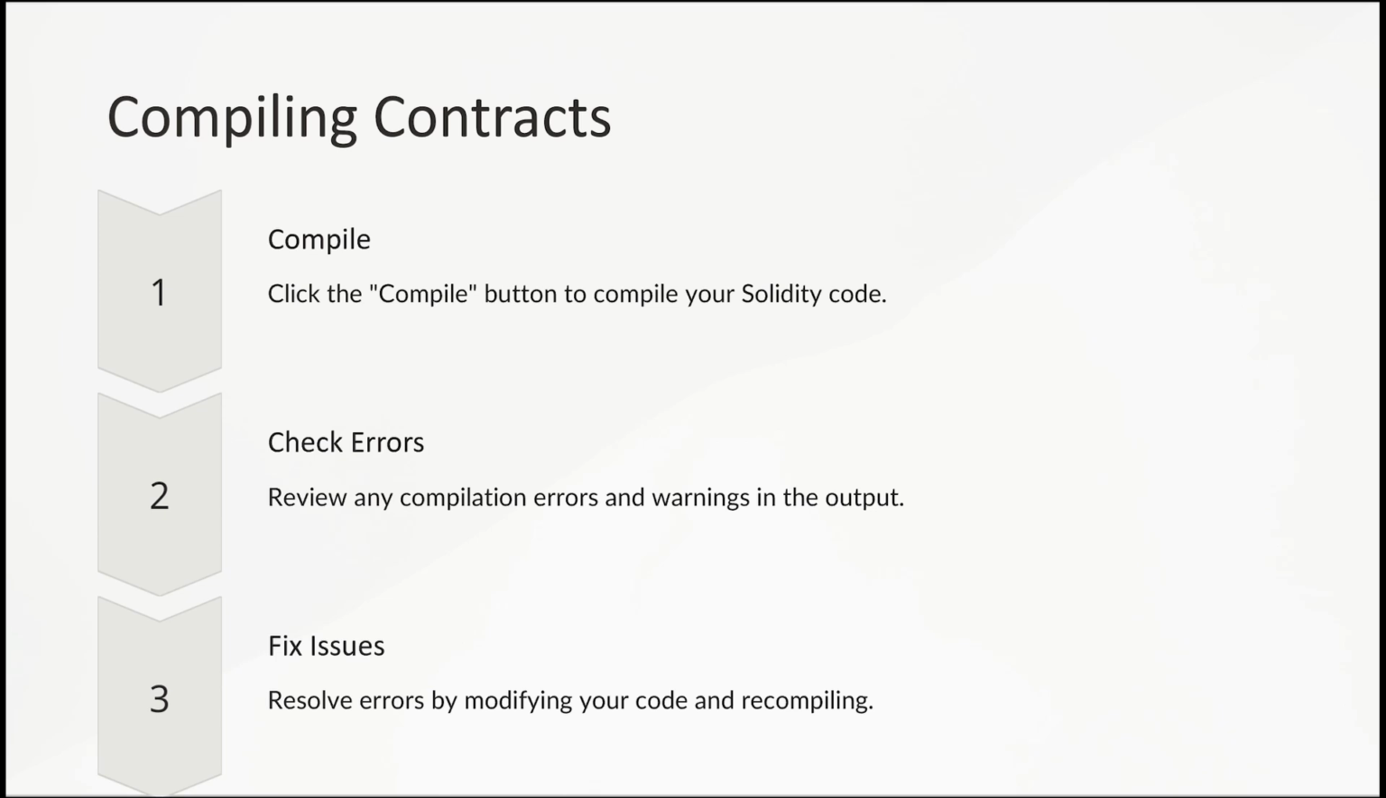Once you have written your contract, click the Compile button to compile your Solidity code. Check for any compilation errors or warnings in the output. Resolve any errors by modifying your code and recompiling.